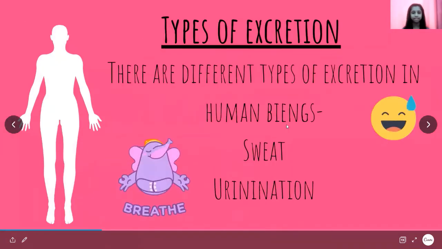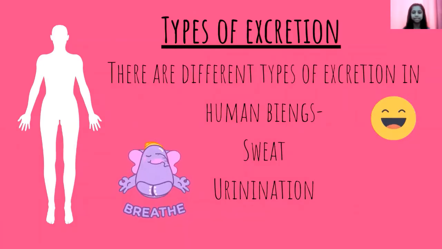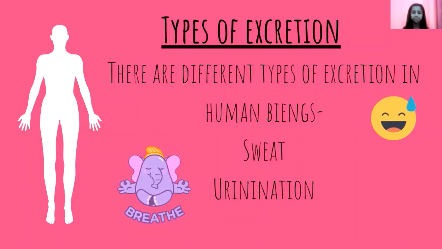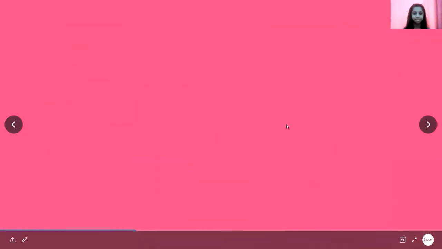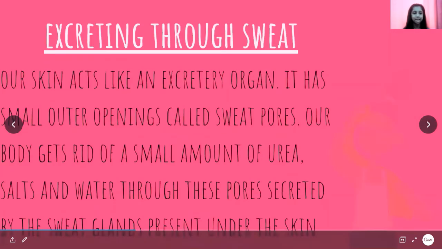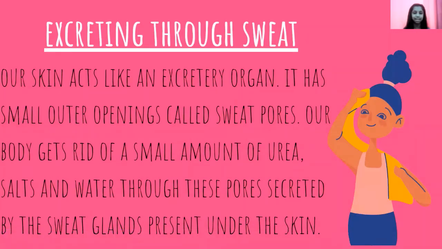Excretion in human beings. Types of excretion. There are different types of excretion in human beings: sweat and urination. Excretion through sweat. Our skin acts like an excretory organ. It has small outer openings called sweat pores. Our body gets rid of a small amount of urea, salts and water through these pores, secreted by the sweat glands present under the skin.